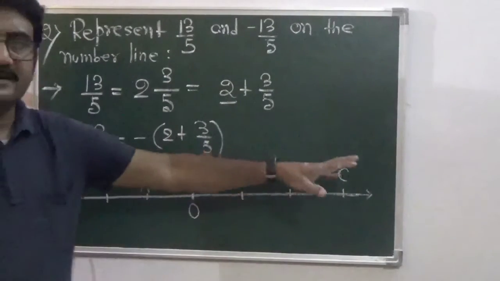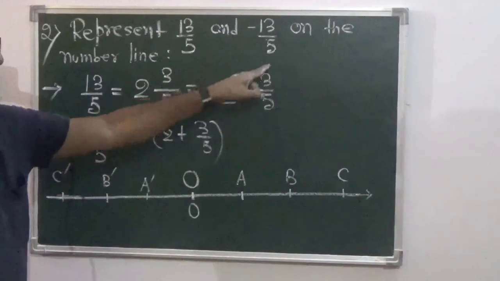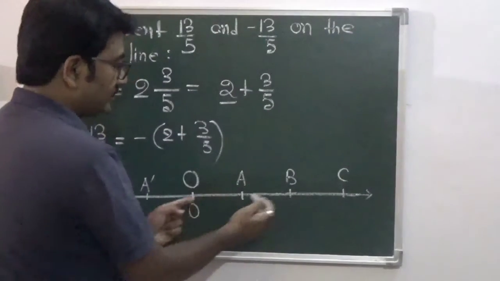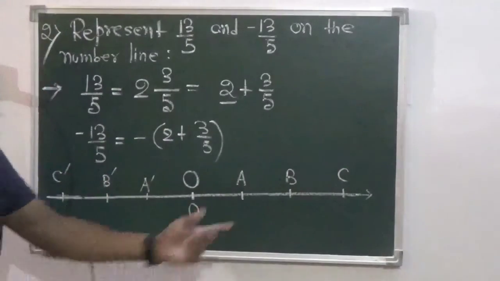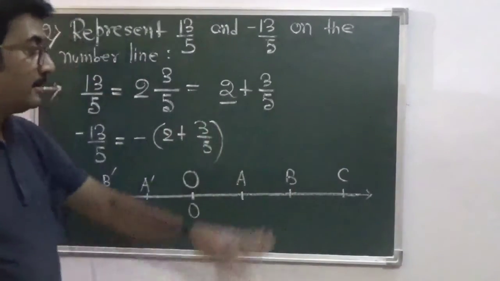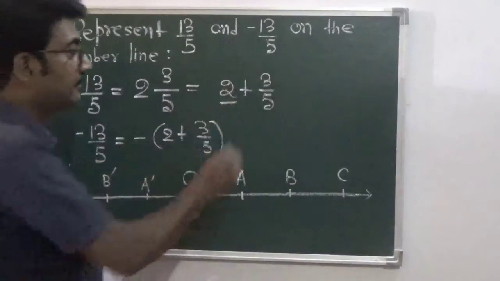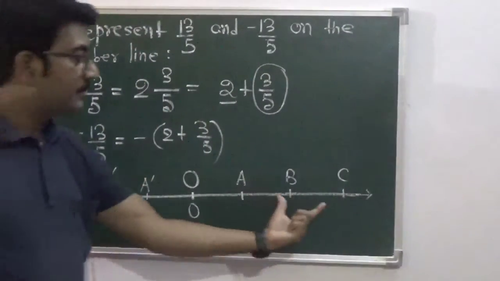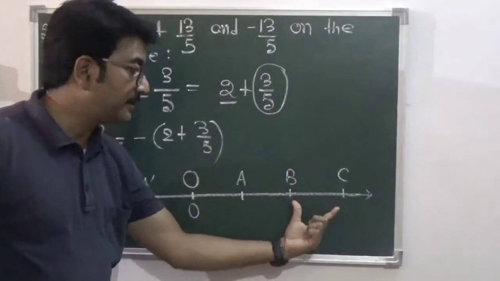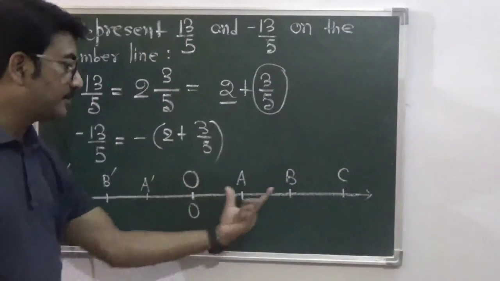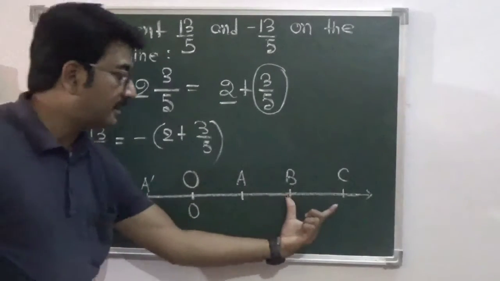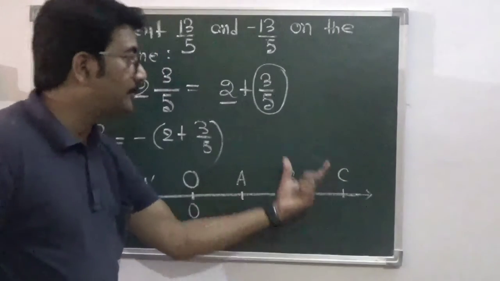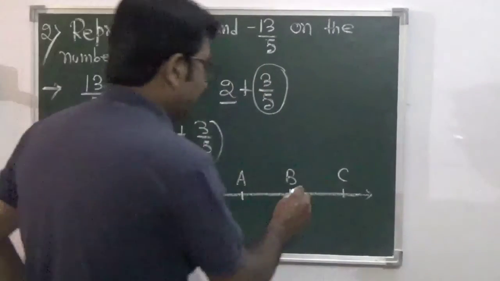Now moving on to the right hand side, we have 2 plus 3 by 5. So we take full 2 lengths, OA and AB. So 2 unit lengths you have taken, and the third unit you have to divide into 5 equal parts, because the denominator of this particular fraction is 5. Which unit? The third unit, because 2 whole units are taken, and the third one you have to divide into 5 equal parts, and from these 5 equal parts you have to take the third part.